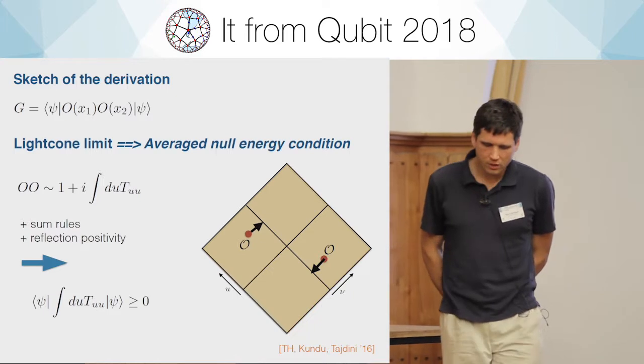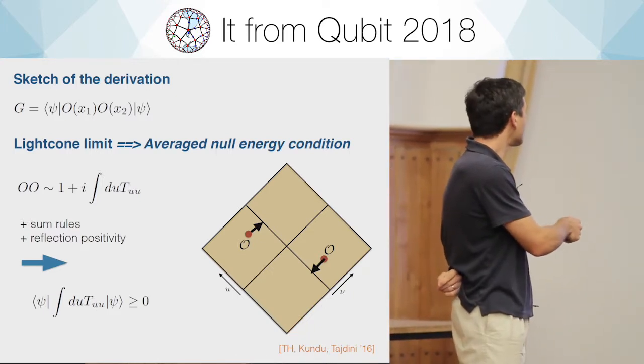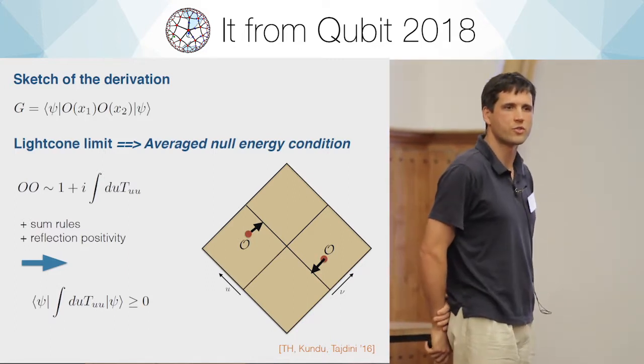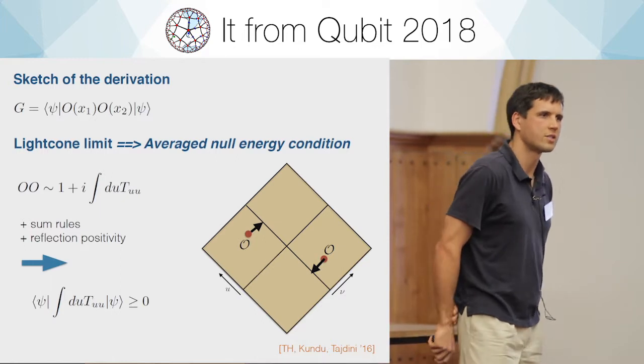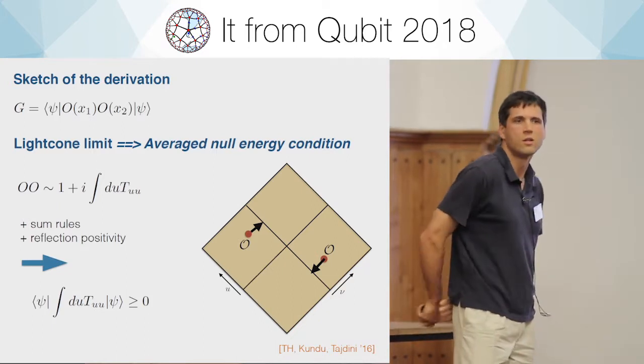This is for CFT. In writing this equation, I've assumed that there are no very light scalar operators whose twist is lower than the twist of the stress tensor. But that's actually not necessary for the argument. They can be projected out. But this is general in CFT.